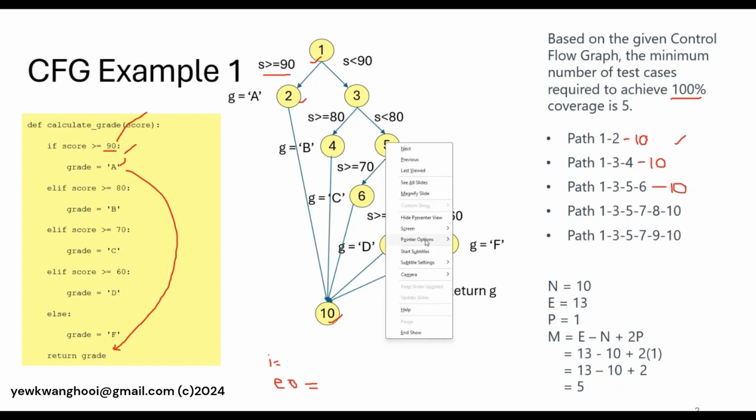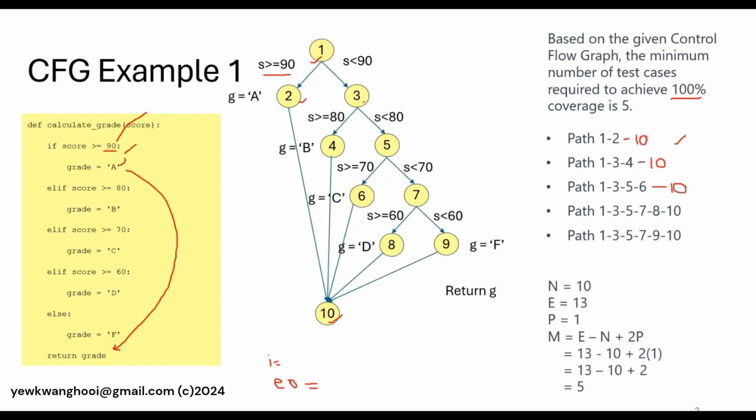So to make sure I actually cover 1, 3, 5, 7, 9, 10, I now use input 59. And then the expected output is what? The expected output is F.